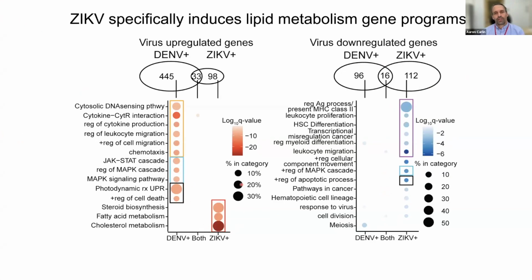For the lipid biosynthesis, if you look at what's upregulated in Zika, really the upregulated genes are almost entirely restricted to genes involved in steroid, fatty acid, and cholesterol biosynthesis, which is quite remarkable and very different from dengue virus, where we see really no upregulation of these gene programs.